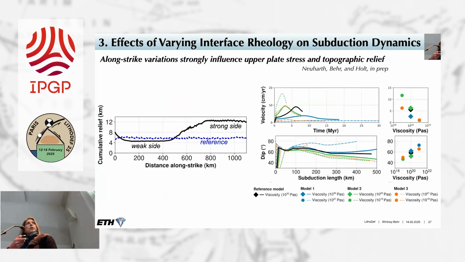So just to show what that looks like quantitatively, here's the reference model where you have no along strike variations. The weak side actually shows lower relief, whereas the strong side shows much, much higher relief than the reference case. And then otherwise, he's found pretty similar results to the 2D models, not too surprising. A few interesting differences that I won't elaborate on here, but basically, velocity increases as a function of lower viscosity, and then slab dip decreases with lowering viscosity.